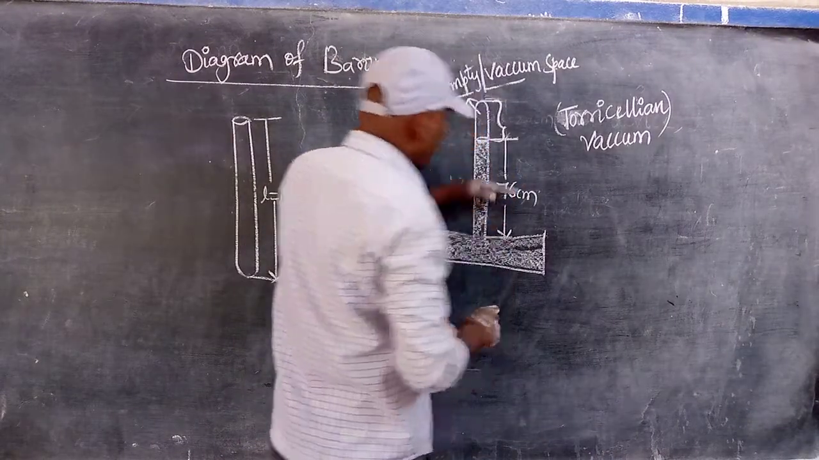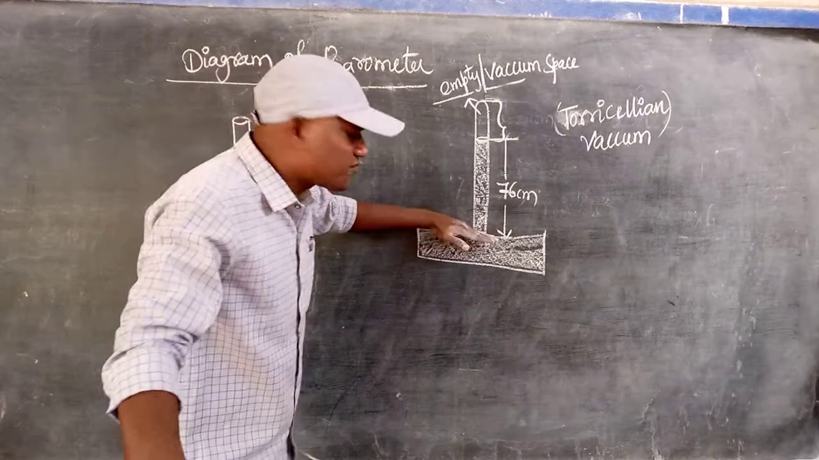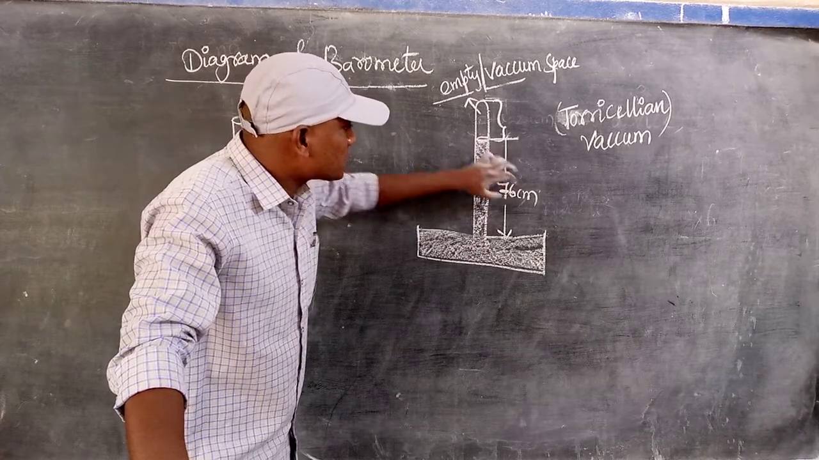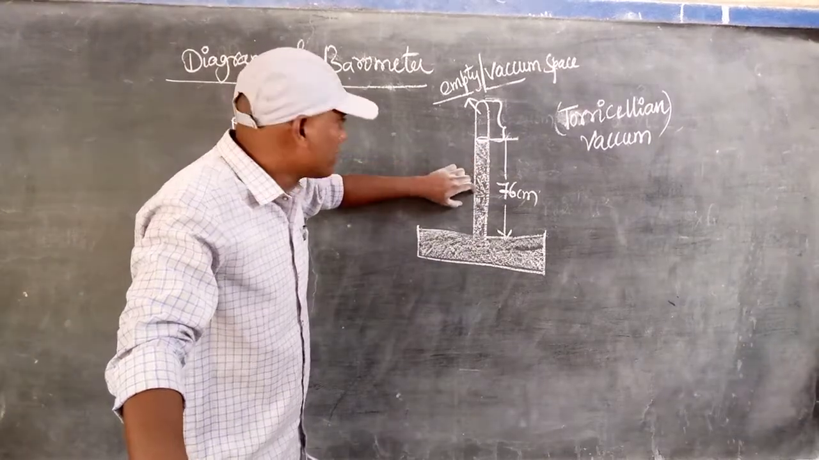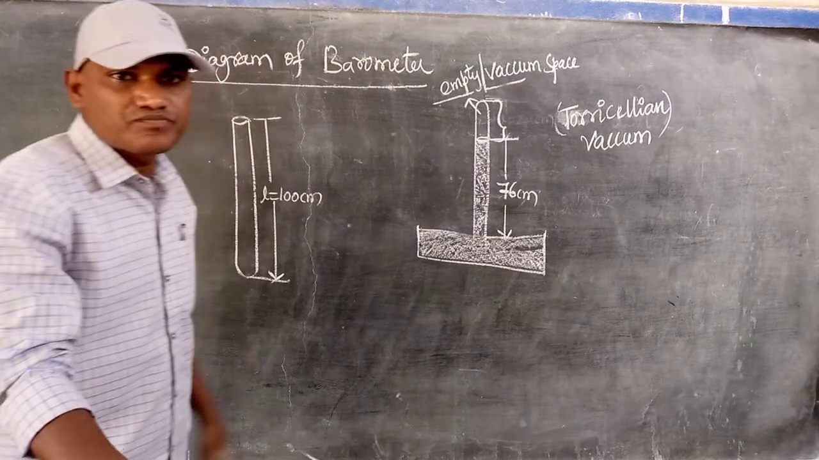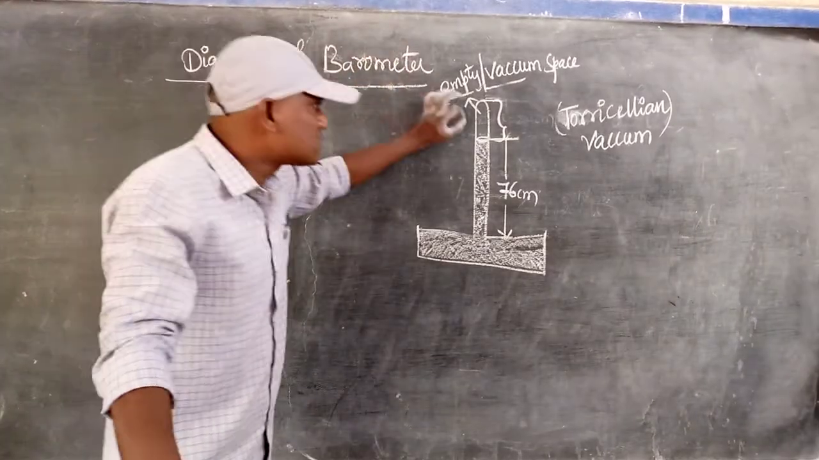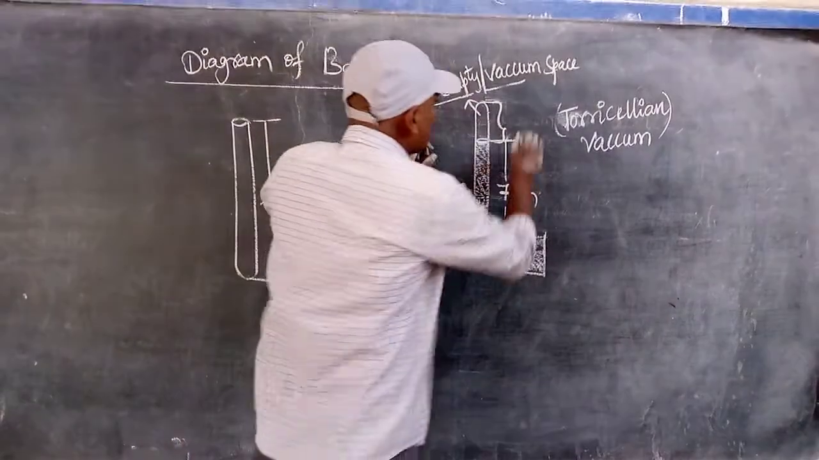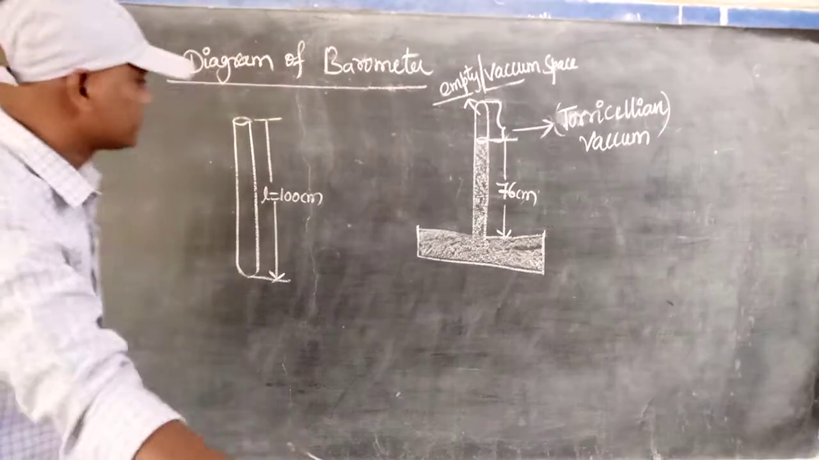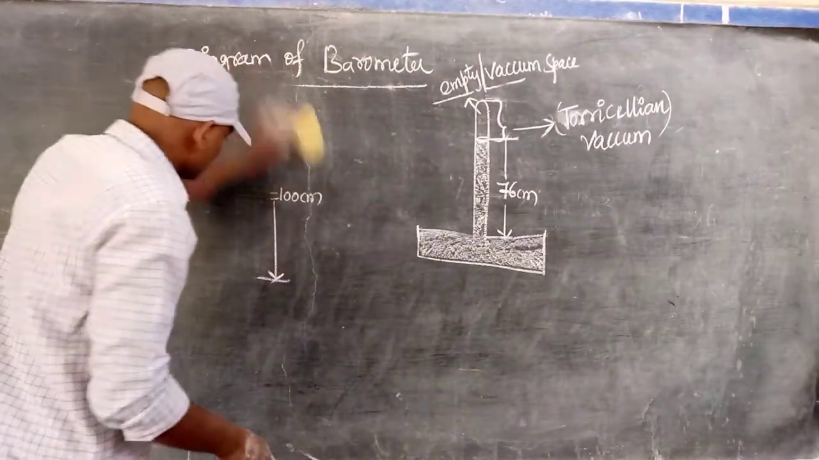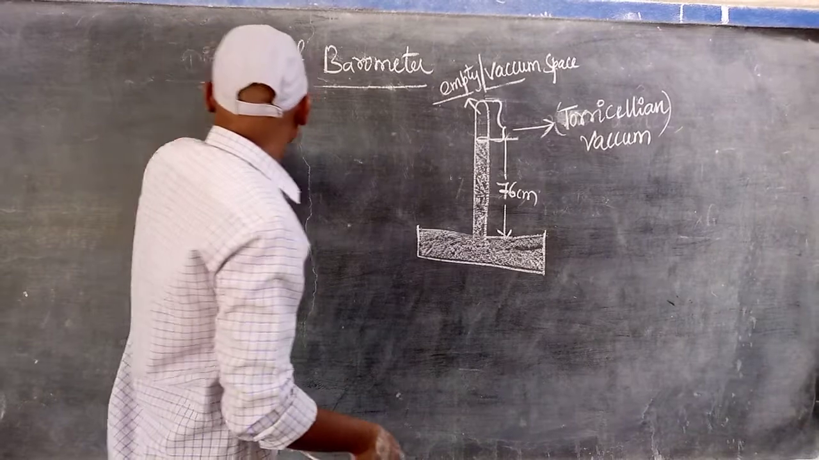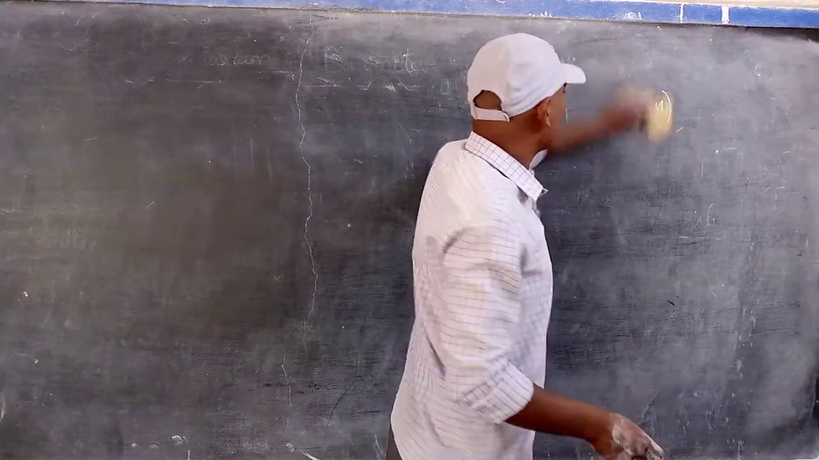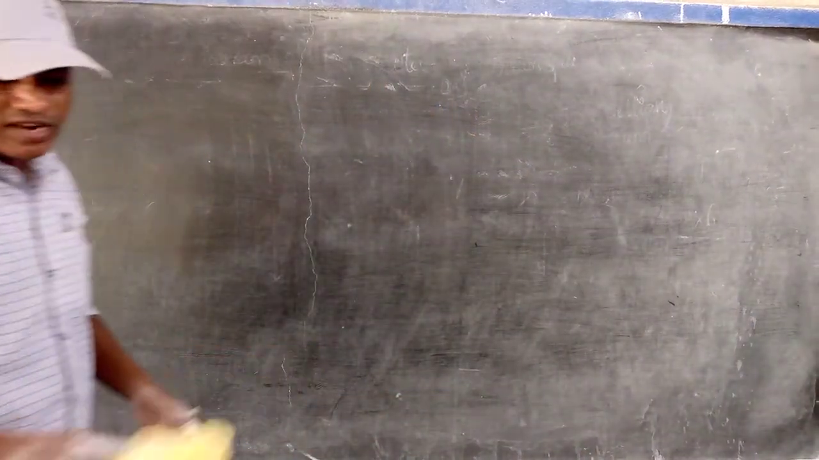Above the surface of the mercury trough, 76 centimeters totally, what is there? Only mercury is there. Above this, what is there? Empty space is there. That's why this empty or vacuum space is called Torricellian vacuum. This diagram is important for 2 marks or 4 marks from the exam point of view.